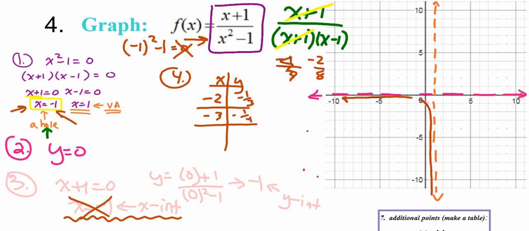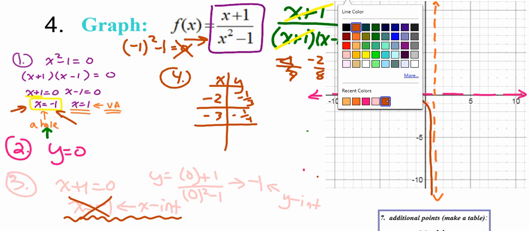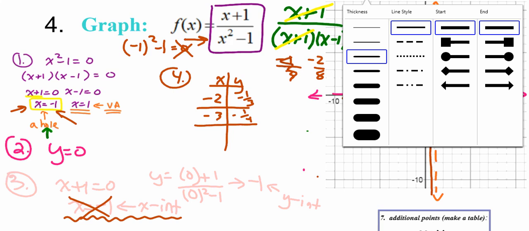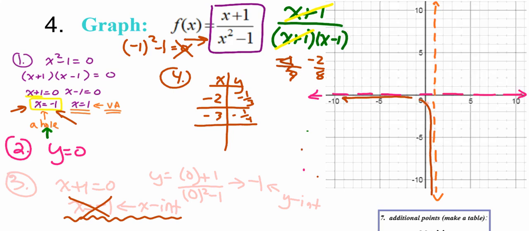There we go. All right, that's a little bit bigger than I wanted, but that's okay. Let's get the burgundy back. I'm really liking this burgundy. Why don't I use it more often? All right, so let's put a hole right there. There we go. All right, so we got that part of the graph done.